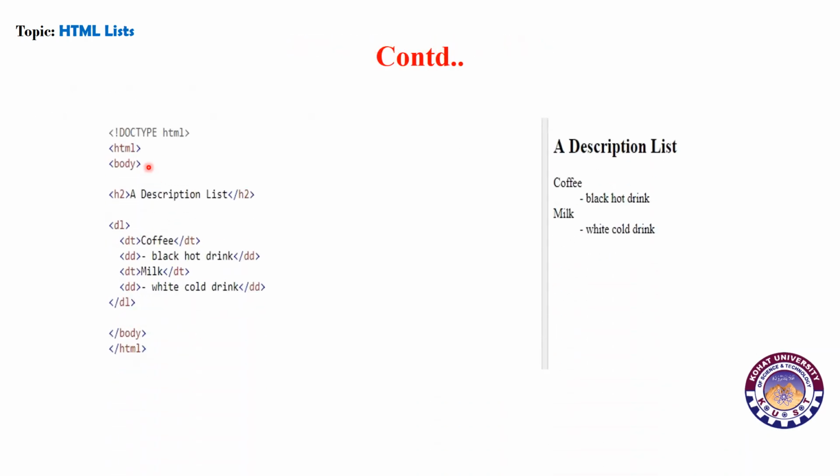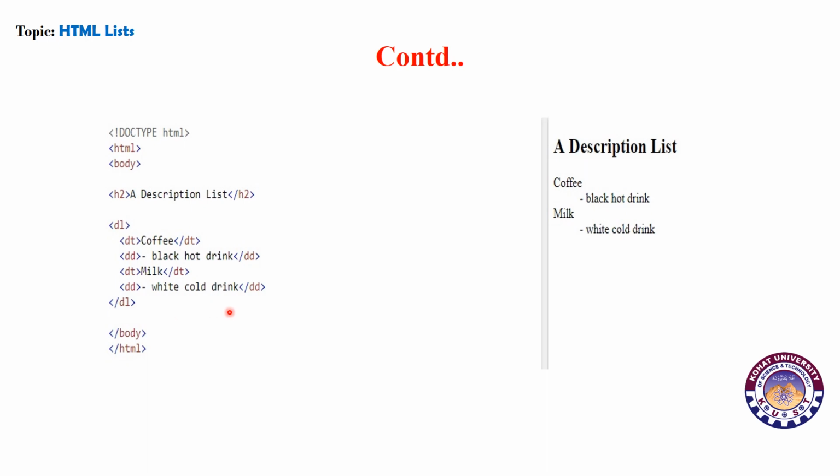So here is the example of how we will put it, a description list with DL and DT, the description term. Here I want to explain coffee, and here is the description of this term, black hot drink, and here I have closed this description term. Here I have inserted the description term milk, and here the description white and cold drink. So here I have closed this description list.